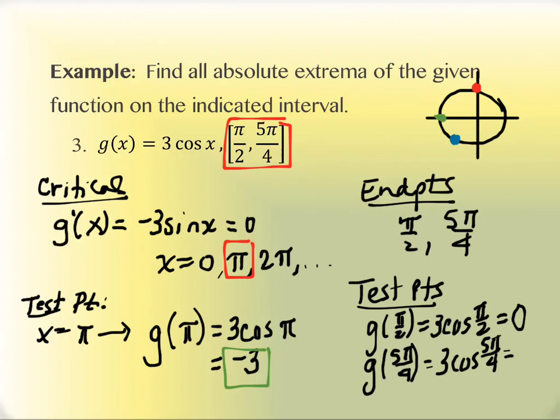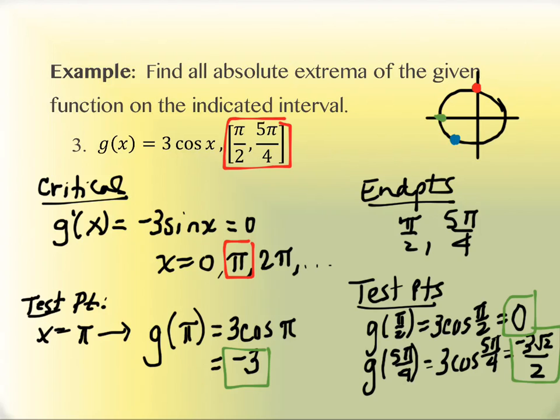So what's the cosine value there? All right, so I have negative square root of 2 over 2 times the 3, so I have negative 3 square root of 2 over 2. So these are the three y values that I am now comparing. The largest one is my absolute max. The smallest one is my absolute min.